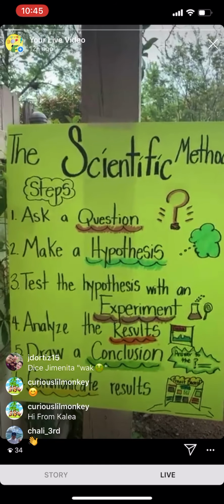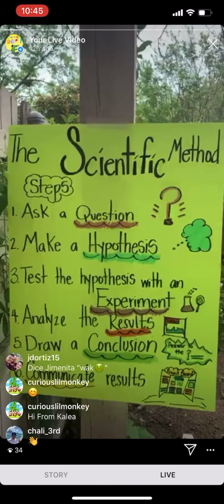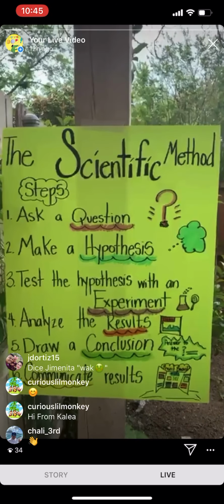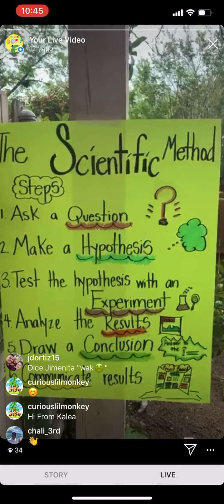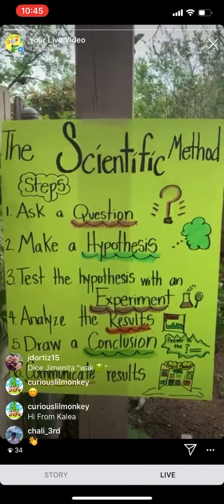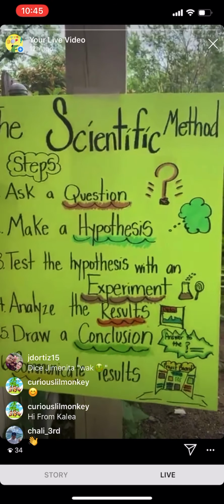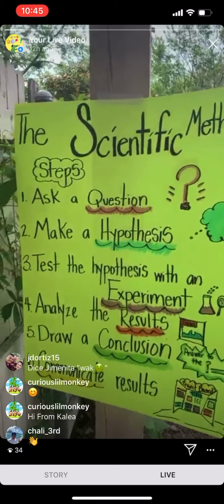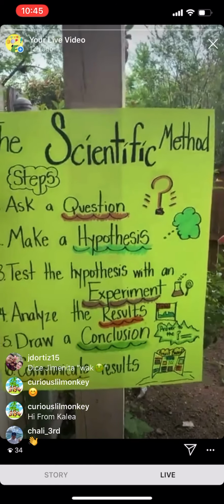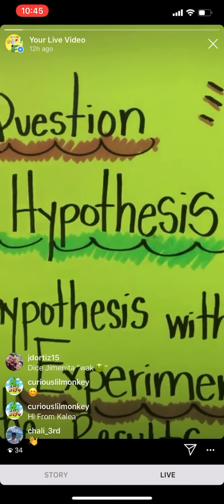The scientific method is a strategy or a system that scientists use to answer questions using experiments. So the first step in the scientific method is to ask a question. Today our question is going to be, how can we clean polluted water the best? And I'll explain that more in a bit. Our second step is to make a hypothesis. That means make a guess. What do we think the answer is going to be?